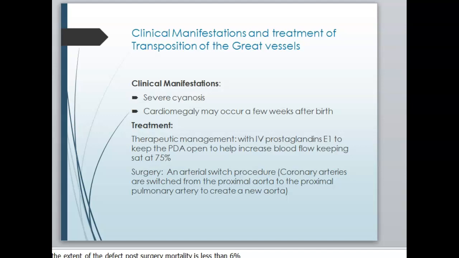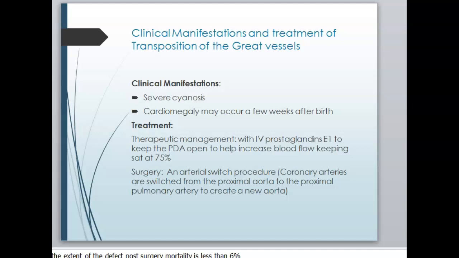So treatment, management with IV prostaglandin E1, to keep the PDA open to help increase blood flow, keeping saturation at 75%. So remember, they have severe cyanosis. Remember, with patent ductus arteriosus, we wanted to close that duct if it was kept open, and we use medication that inhibits prostaglandins. For someone with the transposition of the great vessels, we want to increase the blood flow in that area, so they will try to keep that duct or the PDA open, and they will do that by administering prostaglandins to keep it open.